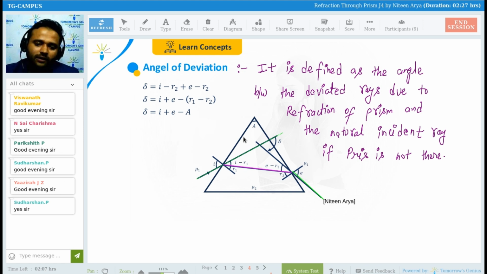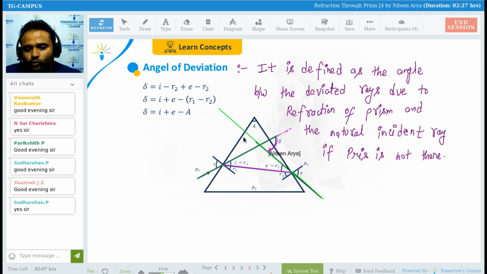So as you can see directly, this is the emergent ray, which is going to emerge and pass through the whole prism. Okay, so this particular angle, as we know, this is the incident ray if the prism is not present, and that is the total deviation.